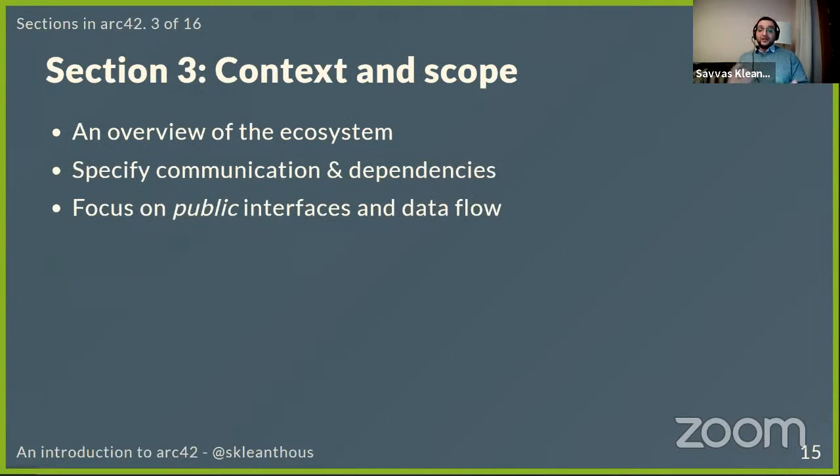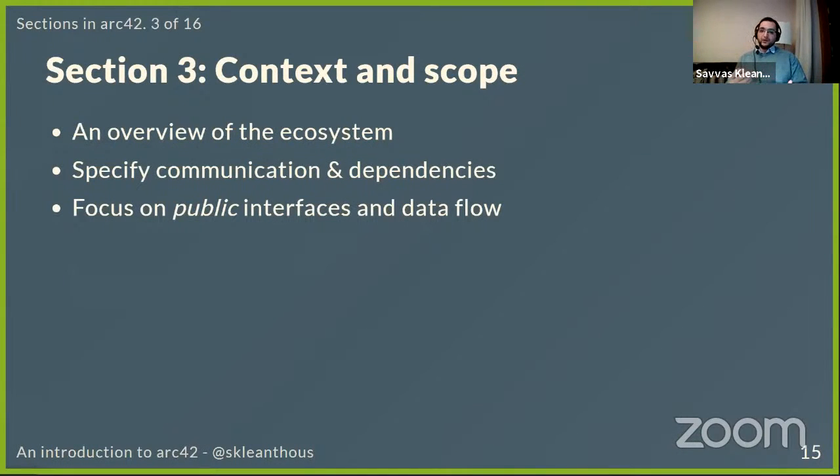Section 3, context and scope. The context and scope basically contains an overview of your system as a whole. I forgot to mention, so I should have another bullet point here, that context and scope is basically split into two different parts. First of all is the business context, and then secondly, we have the technical context, as subsections of section 3. We basically provide a little bit of information regarding our system as a whole, at a really, really high level.